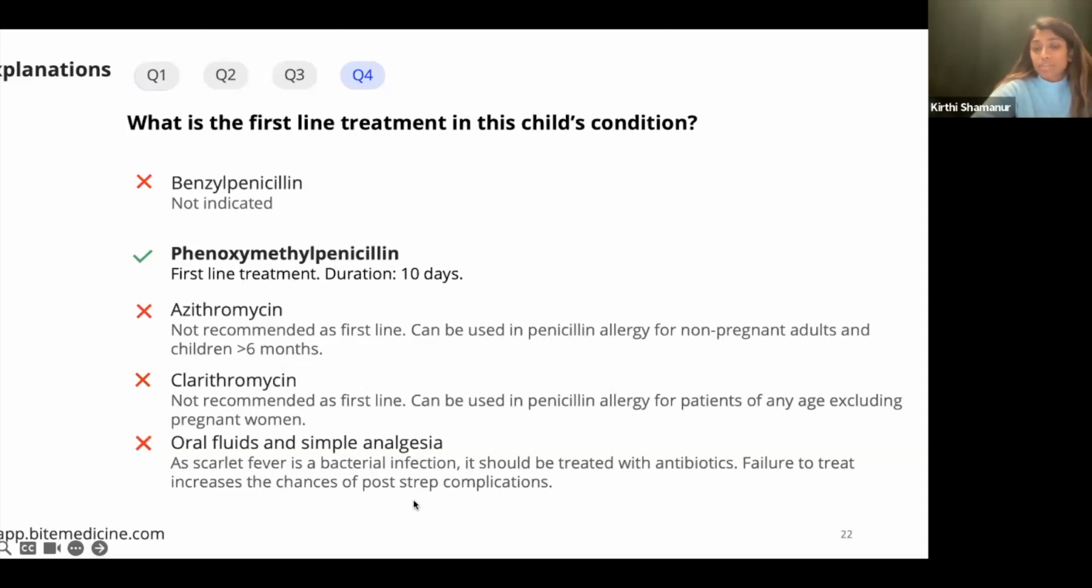Because it's a bacterial infection, it should be treated with antibiotics. Failure to treat increases the chances of post-strep complications, and it lengthens the infectious period as well, so you're probably going to be spreading it for a lot longer. Someone's asked me what the difference is between benzylpenicillin and phenoxymethyl penicillin. I don't know the pharmacological difference between the two, but they are definitely different drugs, and benzylpenicillin is not given for scarlet fever at all. Maybe I'll get back to you on that one, but I don't actually know how they differ.